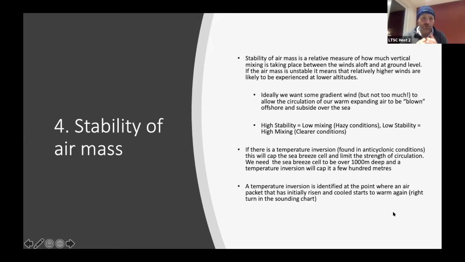Again, this was the fourth of our factors of what contributed to the generation of sea breeze. Could sea breeze form?